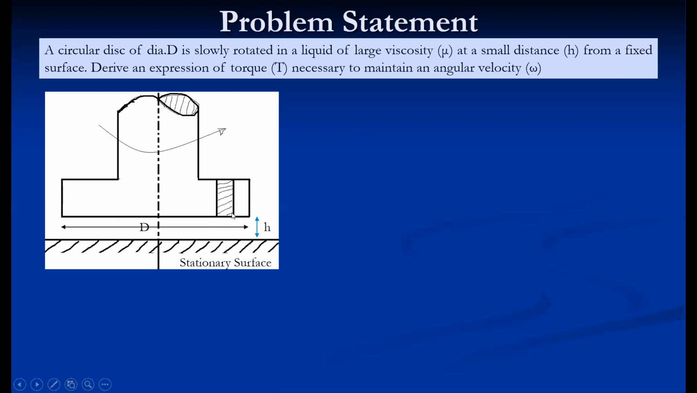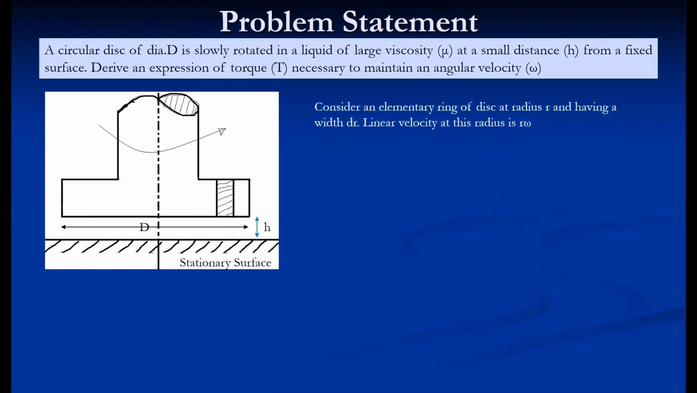So what should be the torque? Now here the velocity doesn't remain constant throughout this section. Unlike the previous cases, here the velocity is continuously varying. It is zero at the center and maximum at the edge. So that's why we have to integrate in this particular equation.